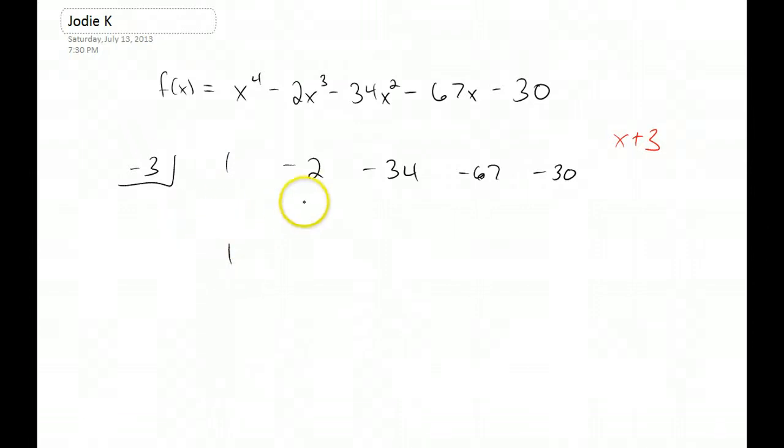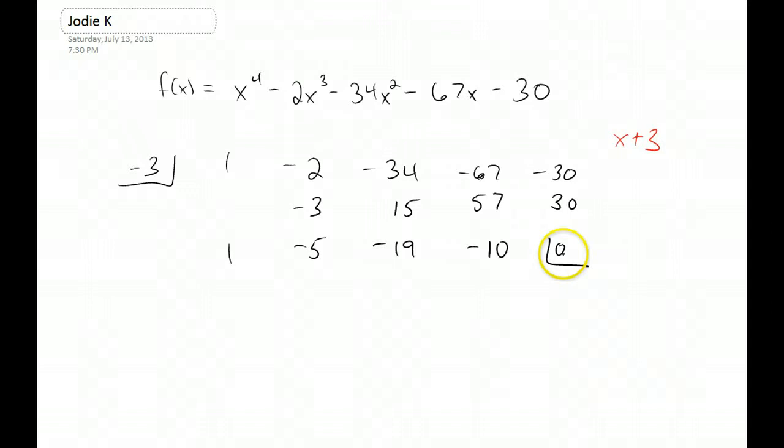Drop the 1 down, multiply it by -3, add these together, multiply by -3, add these together. Oh man, that's -19, I hope. Multiply by -3, and I'm getting 57. Add these two together, you get -10. Multiply by -3, you get 30, and then you get a 0 as the remainder.